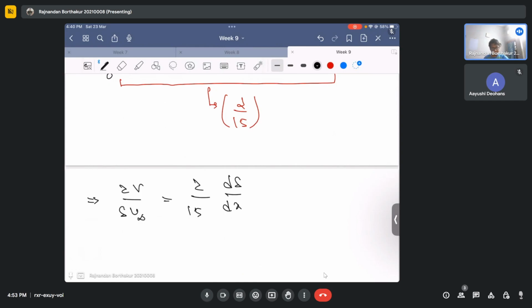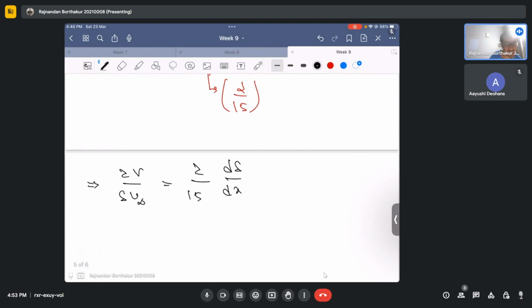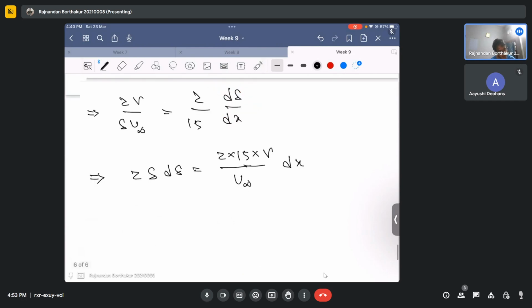All right, so what next? How do we evaluate delta from here? It's not that simple an integration, because you cannot directly integrate this with a delta here. So how do we do this? Can you give a hint? We'll take delta to the right side. Okay, let's do that. Let's take this 2 delta times d delta, and bring all the other things here, which means 2 times 15 times mu by u infinity times dx.